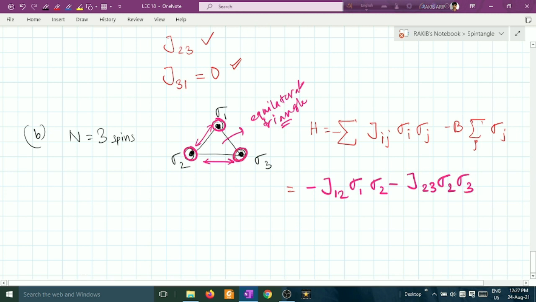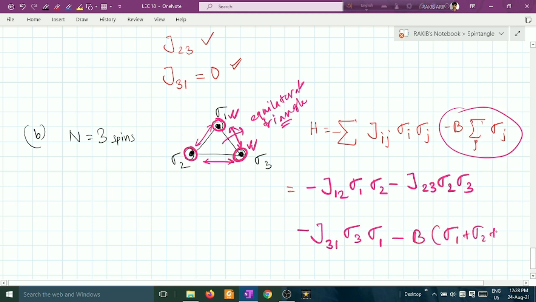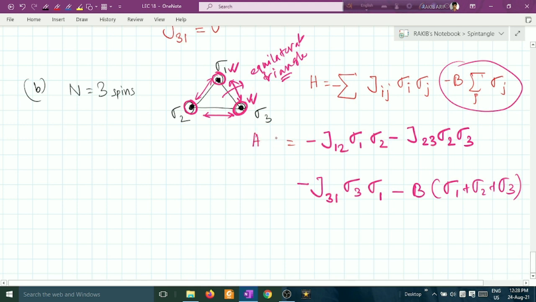And now considering the sigma 3 sigma 1 term, that too I omitted in the previous example, example 2a, because 3 and 1 are not related to each other. In this case, 3 will be an instant neighborhood of 1 also. Therefore, there will be another extra non-vanishing term, that is minus J31 sigma 3 sigma 1, and by decomposing the field term, you can easily write it as sigma 1 plus sigma 2 plus sigma 3. This is the Hamiltonian. First of all, learn to write the Hamiltonian properly. Okay, this is the most important part of this equation.